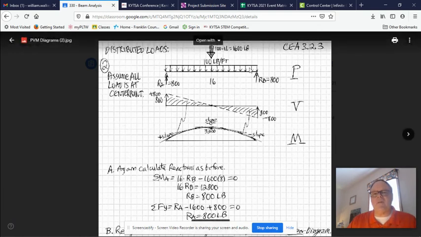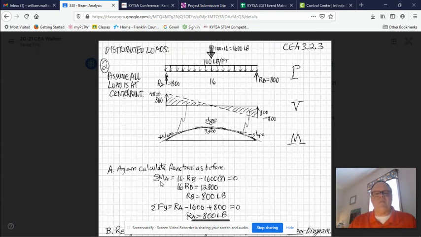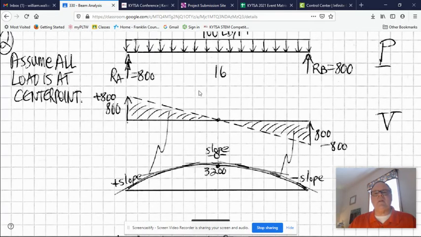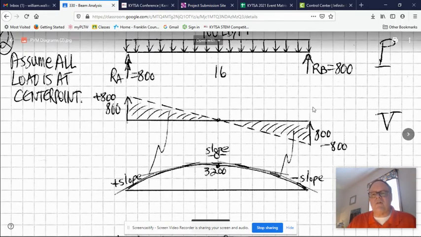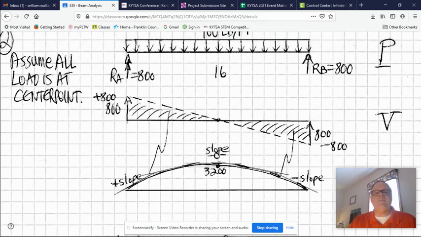We use the distributed load. So I'm going to do the same reactions I did before, the same equilibrium equations: sum of the moments about A, sum of the forces in the Y direction, and I calculate these two reactions to be 800 and 800. Okay? So once I know that, I'm again going to follow the arrows to create my shear curve.